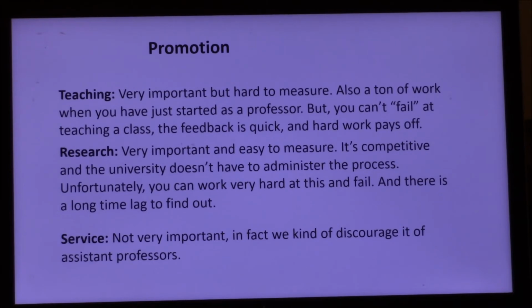Service is like, hey, did you run the Econ club? Hey, did you serve on that committee, a curriculum committee or whatever? It's not very important for this promotion from assistant to associate, and we actually kind of discourage assistant professors from doing too much in terms of service.